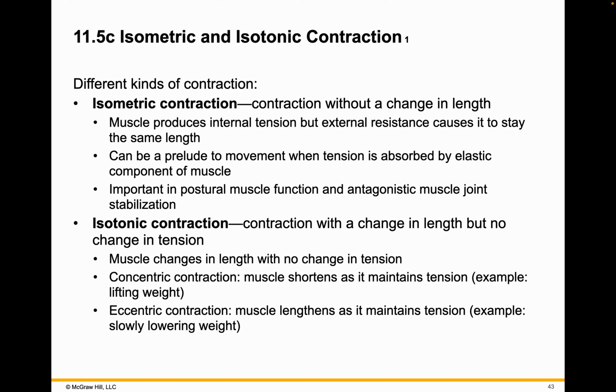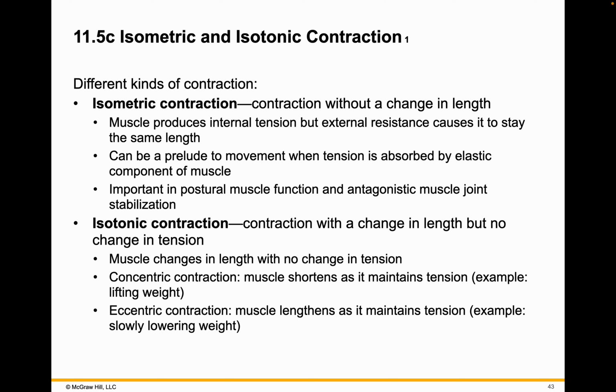There are different kinds of contractions. We can have an isometric contraction, which is a contraction without a change in length. Muscles produce internal tension, but external resistance causes them to stay the same length. That can be a prelude to movement when the tension is absorbed by elastic components of the muscle. It is also important in postural muscle function and antagonistic muscle joint stabilization.